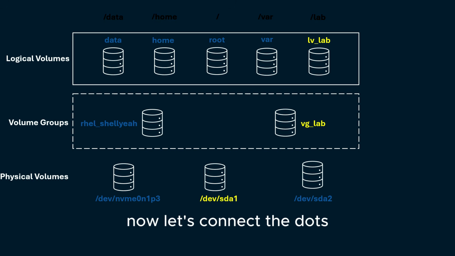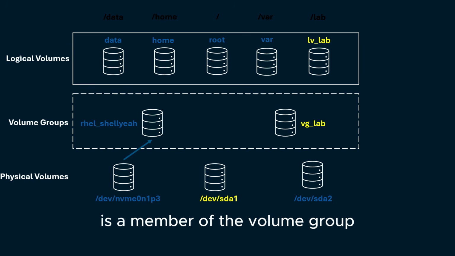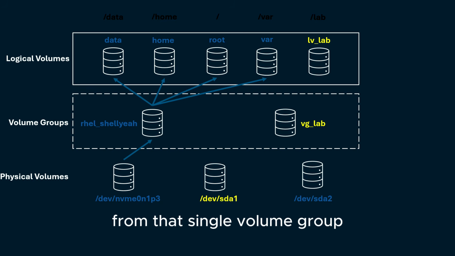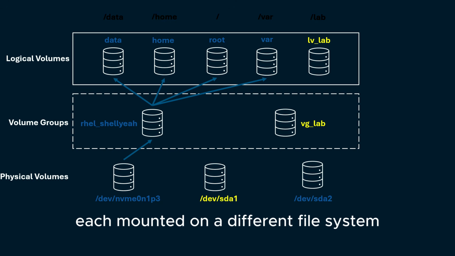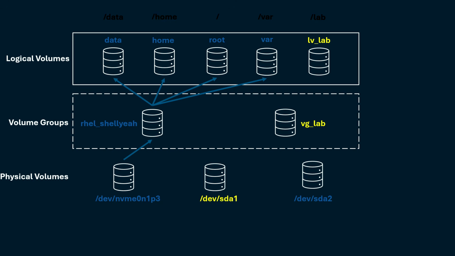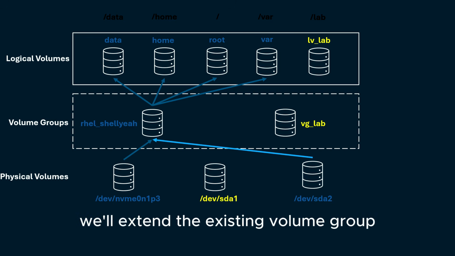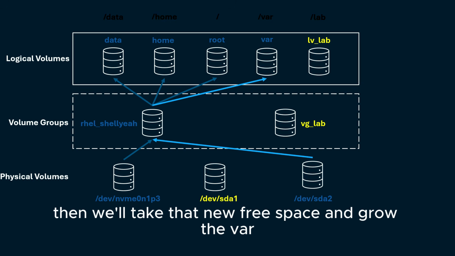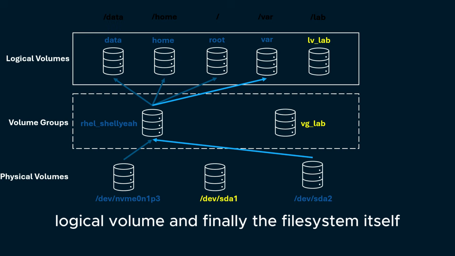Now let's connect the dots. Our first disk partition is a member of the volume group rhel_shell. From that single volume group, we've created 4 logical volumes, each mounted on a different file system. In the second scenario, we'll extend the existing volume group rhel_shell using the third partition. Then we'll take that new free space and grow the var logical volume, and finally, the file system itself.